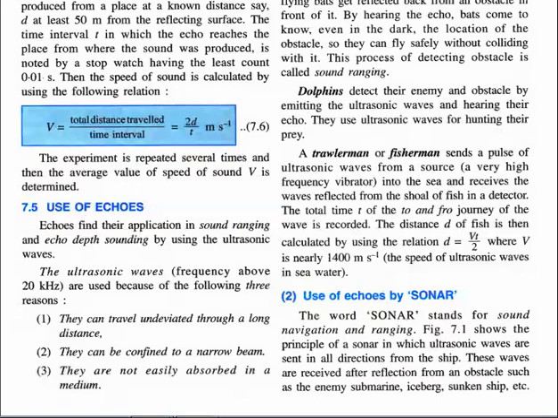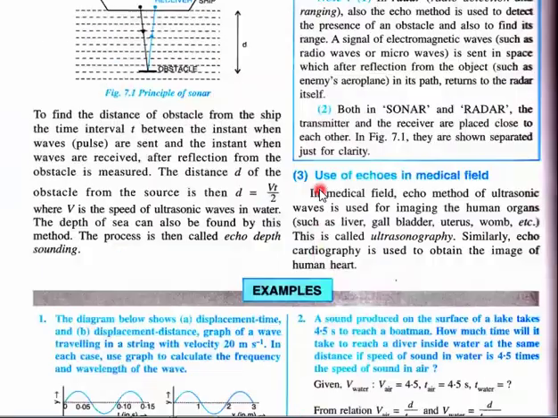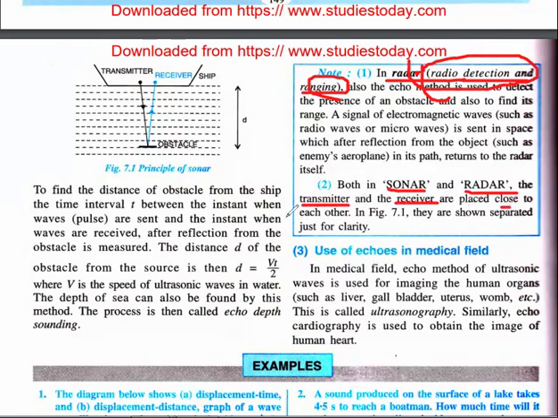Then next page. This is also not so important. And radar is important. Remember this. Radio detection and ranging. Yeah, this one. Then in both sonar and radar, the transmitter and receiver are placed close to each other. They are shown separated just for clarity. Okay.